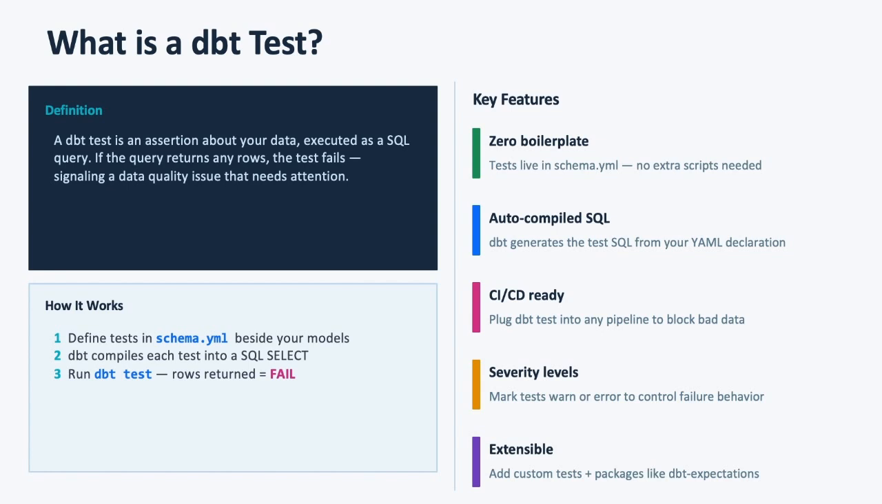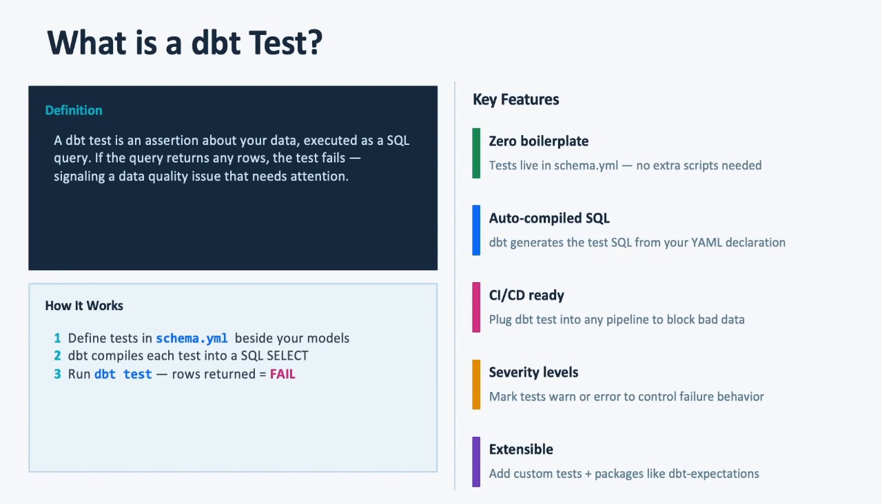Now, how does it actually work? There are three simple steps. First, you define your test in a file called schema.yaml, which resides right next to your models. Second, DBT automatically compiles each test definition into a SQL statement. You don't write the SQL yourself. Third, you run the dbt test command. If any rows come back from that SQL, the test fails.